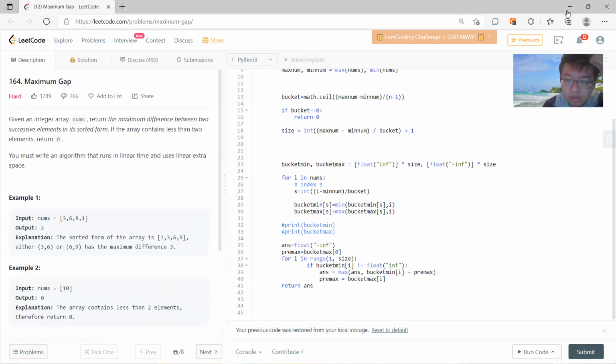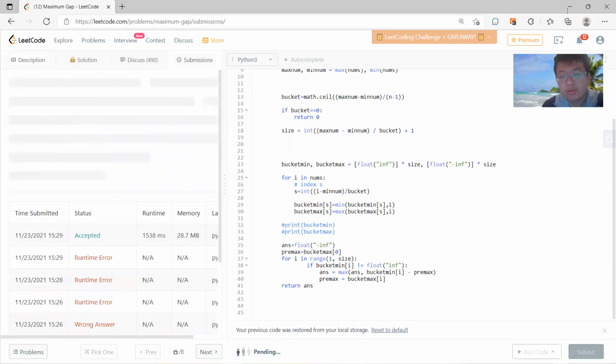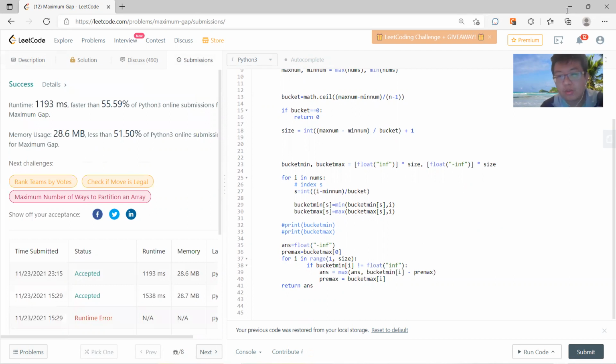Okay, so this problem is hard because it's hard to think of, but once you understand, it should be very simple, just using the pigeonhole principle.